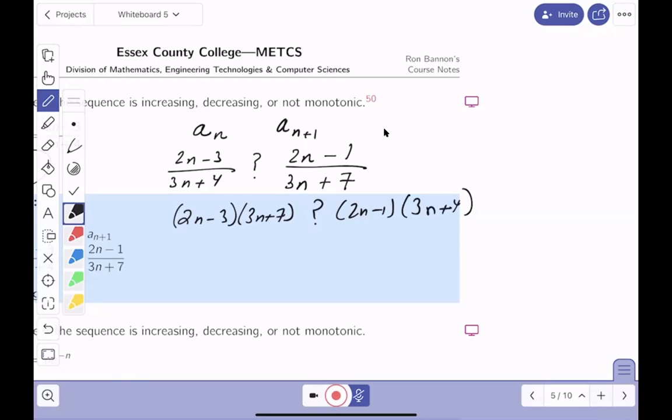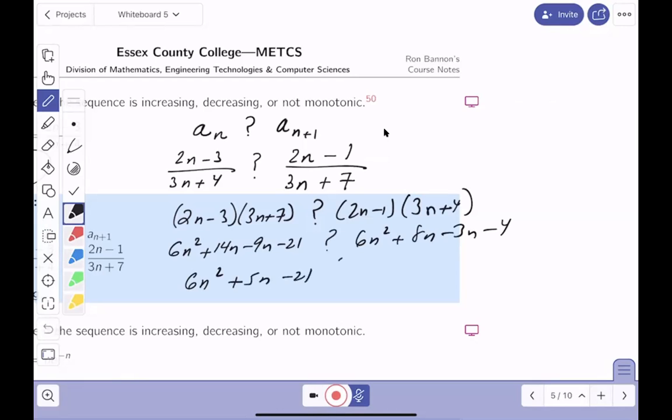I'm going to multiply them out. Again, I'm wondering what that question is. Is it greater, less than, equal? Who knows? Let's see. We have 6n squared plus 14n minus 9n minus 21. Put this in again. This is going to be 6n squared, 8n minus 3n minus 4. Let's keep writing it. So 6n squared plus 5n minus 21, 6n squared plus 5n minus 4.